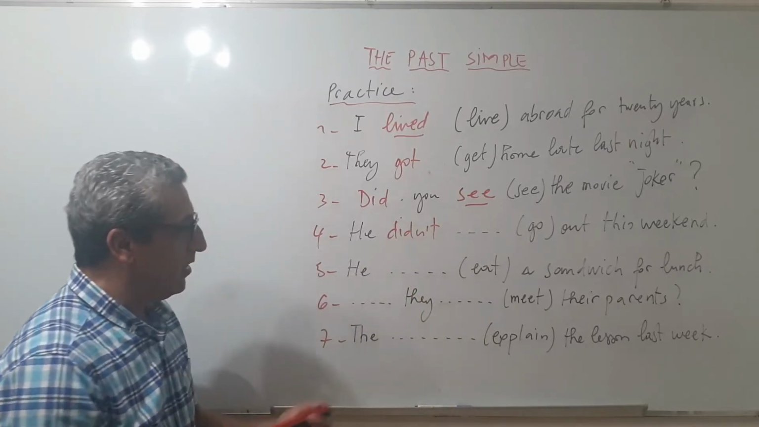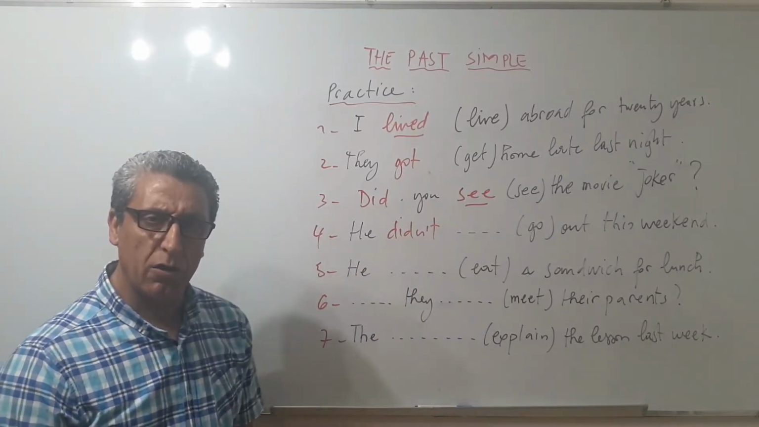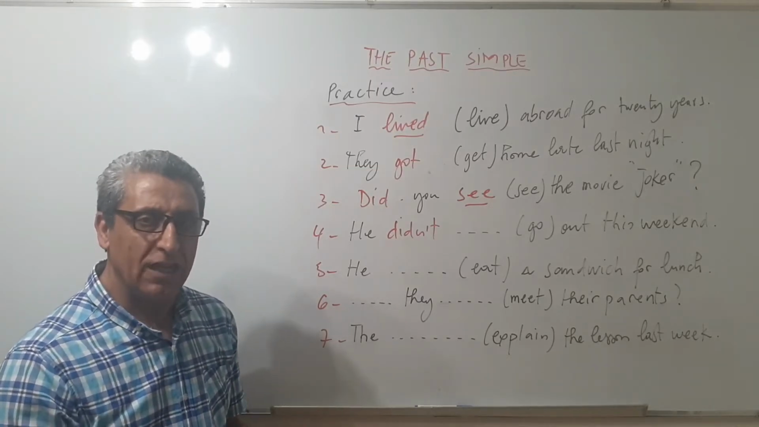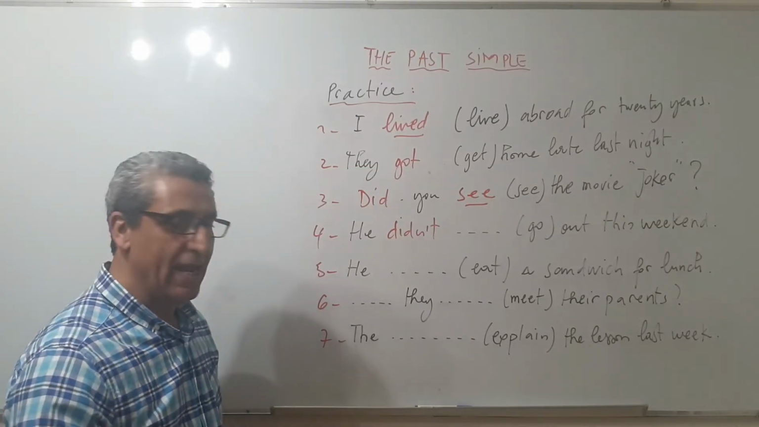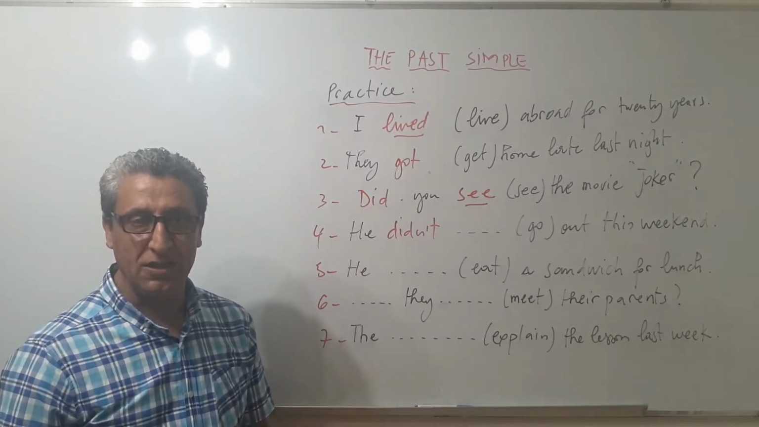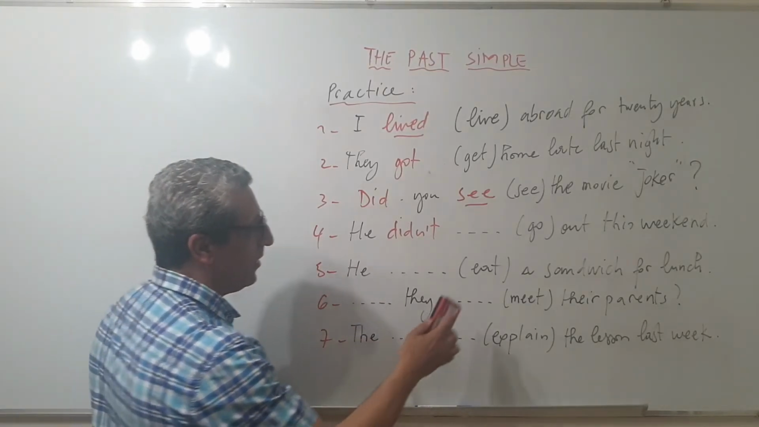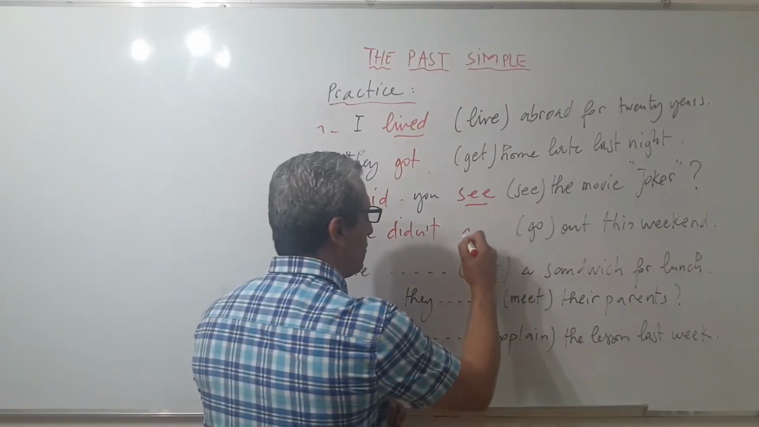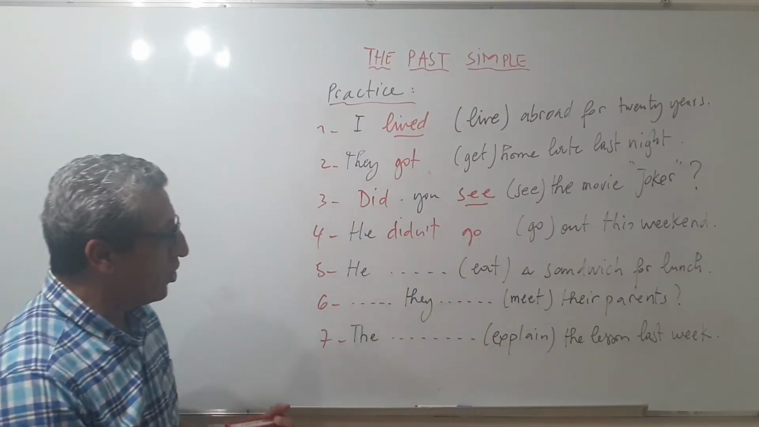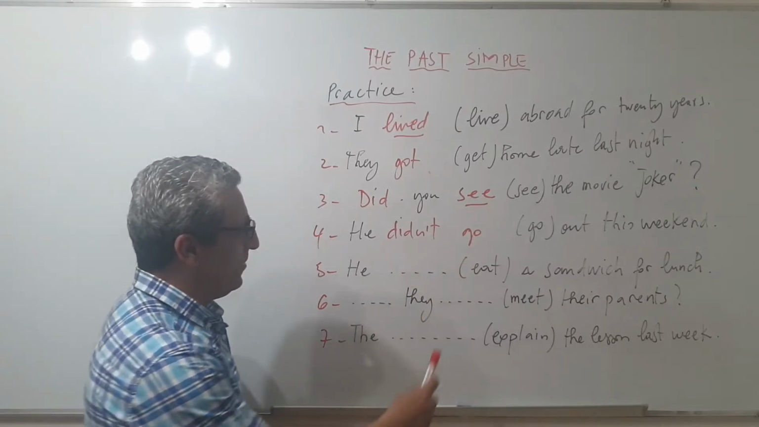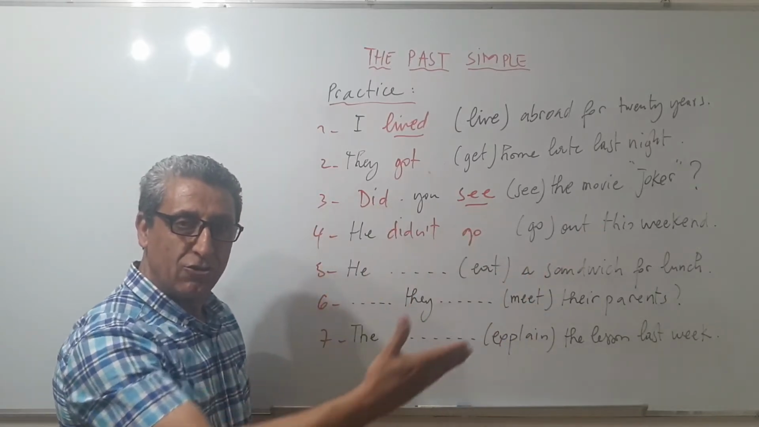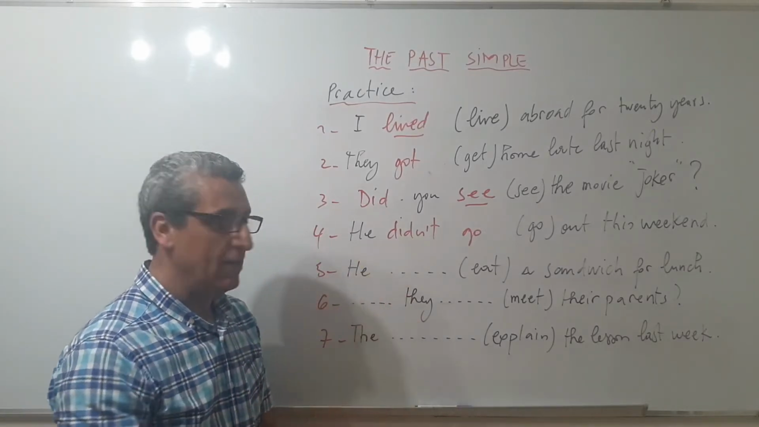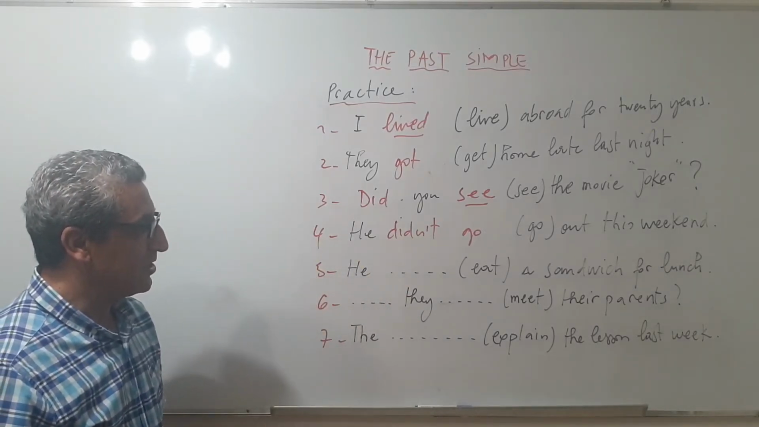Okay? He didn't. And the verb. So what are we going to do with the verb? Conjugate it or leave it in its infinitive form? Yes, very good. We leave it in its infinitive form. So he didn't go. No change. He didn't go. Okay? He didn't go out this weekend. To go out means to go to the restaurant, to the cinema. So the weekend people, they don't stay home, they go out. He didn't go out this weekend.